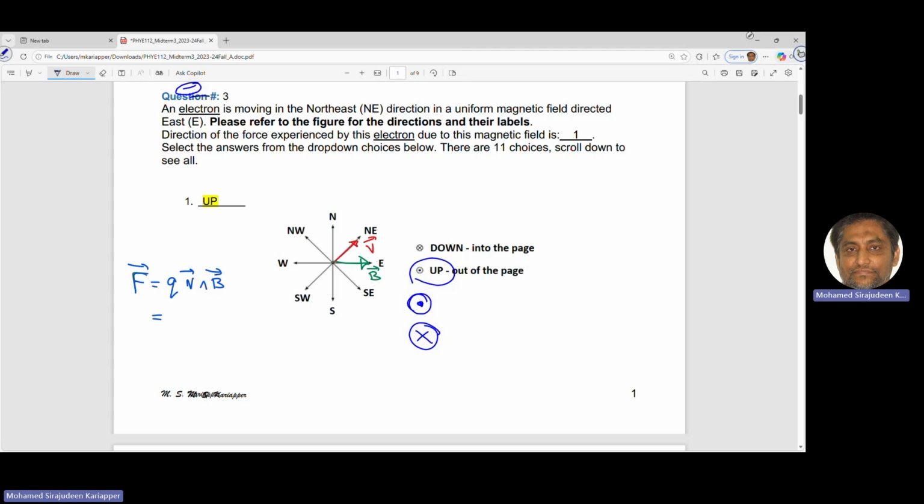So the magnitude is easy. qVB: V cross B becomes VB sine theta. So that gives the magnitude. But here the question is not about the magnitude, but about the direction of the magnetic force. How would you find the direction? Right hand rule.